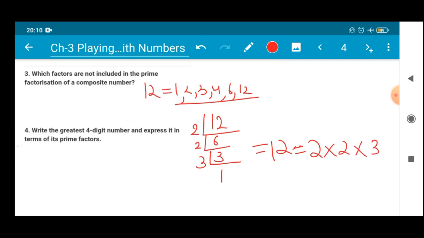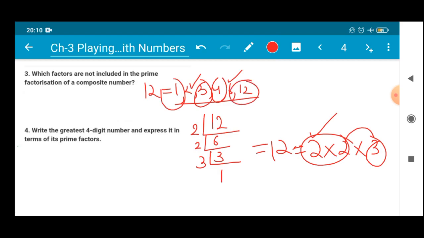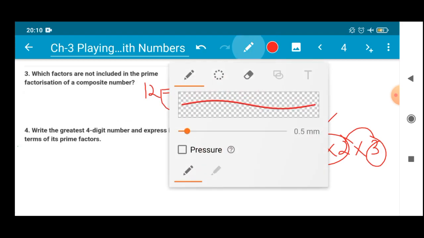So what is missing here? 3 is there. 4 is there, 2 is there, and 2 into 3 is 6 is also there. But what is missing here? The thing missing is 1 and the number itself, right? 1 and the number itself is missing.